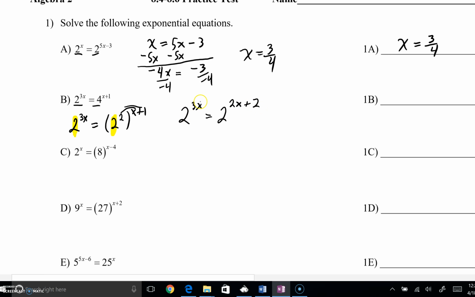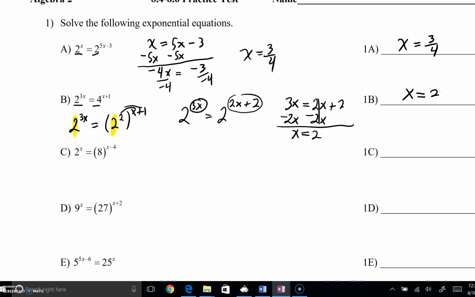And now, because I have the same bases, I can just set these powers equal. And we have 3x is equal to 2x plus 2. I can quickly subtract a 2x and arrive at an answer of x equals 2. And really, that's all you have to do for that problem.